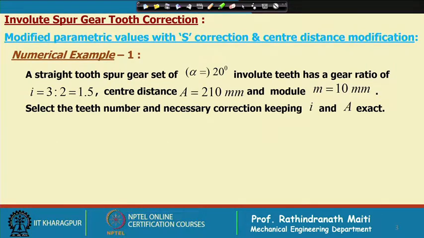This means that this is for a specific purpose. So, it has been specified that we have to stick to the transmission ratio, fixed gearing. Transmission ratio is 3:2, that is 1.5, and center distance 210 millimeter and module should be 10, all are specified, and pressure angle is 20 degree.